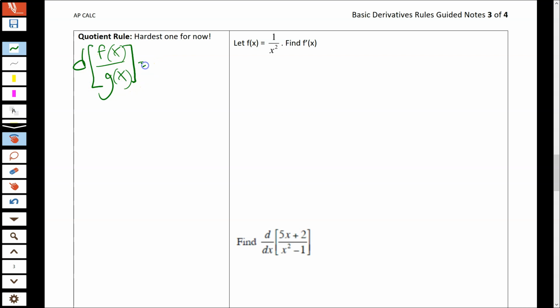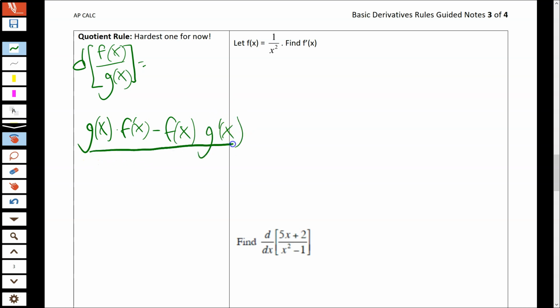This is the hardest one to remember. You will memorize it sort of naturally. I don't think you'll need to actively try to memorize it, and you can look it up until you need it. So it is the bottom function times the derivative of the top function. So it's starting to look like product rule, minus the top function times the derivative of the bottom, all over the bottom function squared. Okay. So again, a little bit harder to remember, but you will have it memorized quicker than you probably think.